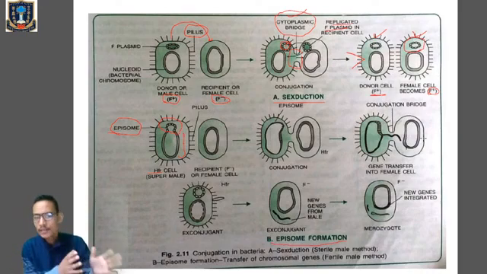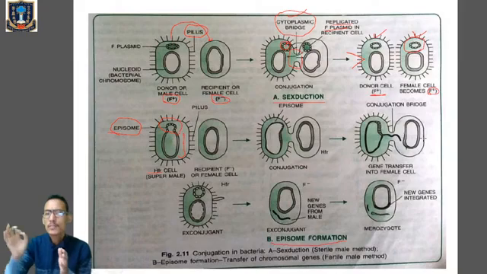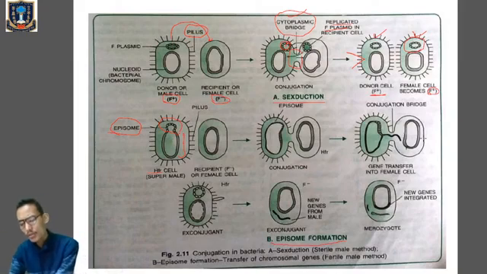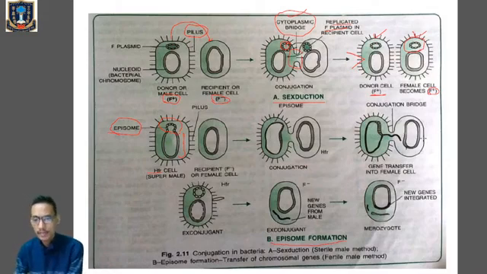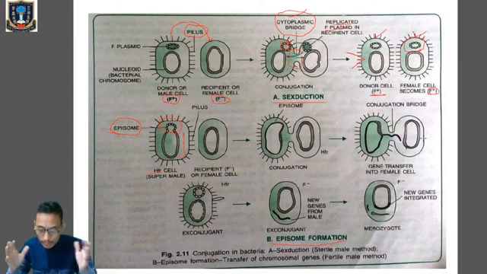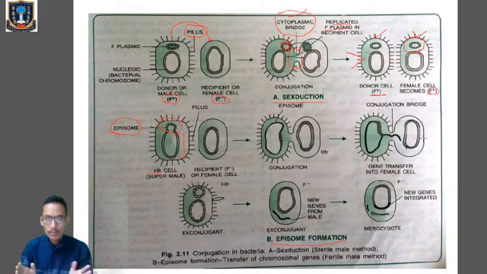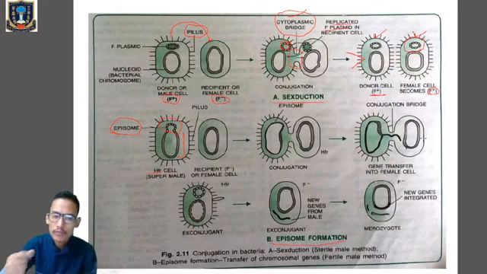That means in that case, not only is the plasmid being transferred from the donor cell to the recipient cell, but along with the plasmid, the genes are also being transferred to the female cells or the recipient cells. So now those transferred genes will become part of the female cells. Clear? So these are the two processes where there will be transfer of genetic material in case of conjugation, that is sexduction and episome formation.